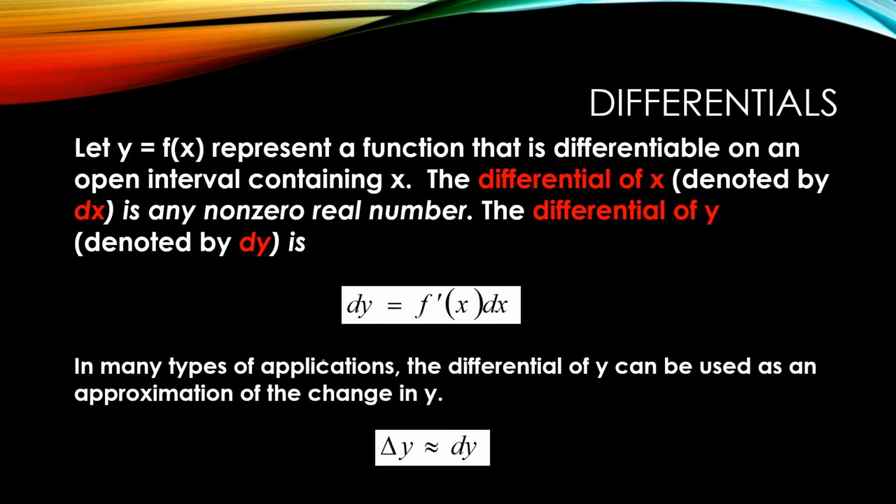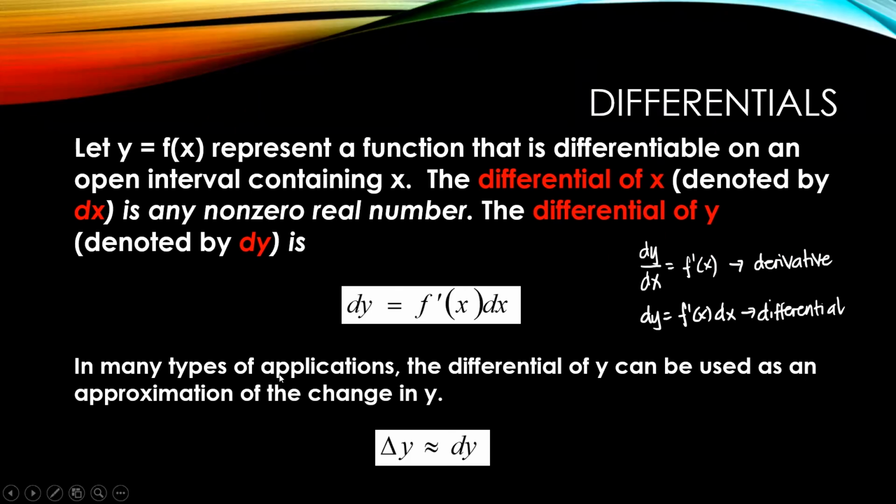So if you can recall, if I ask you, the derivative of y with respect to x is basically f prime of x. This is what you call the derivative. However, if you transpose the dx and multiply it to the other side, this becomes a differential.